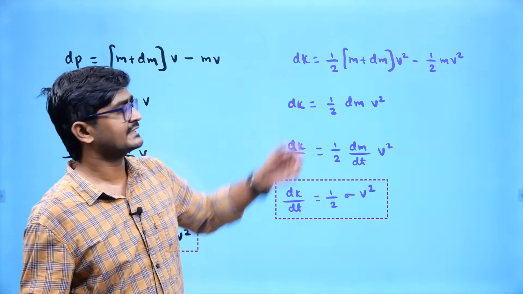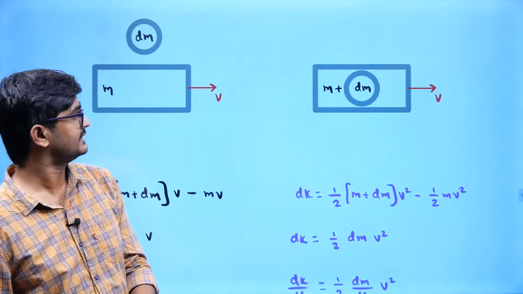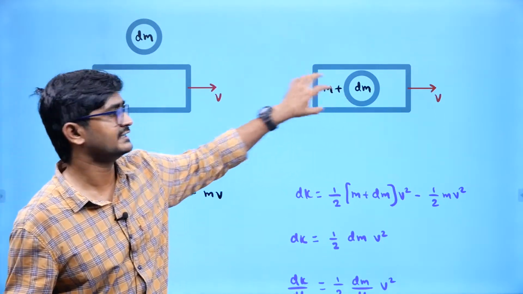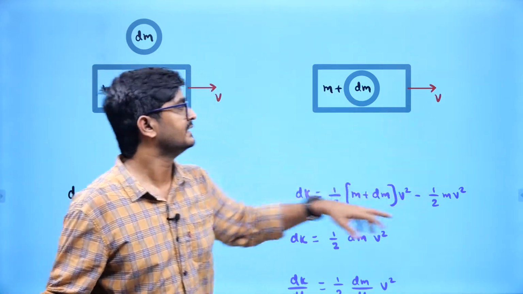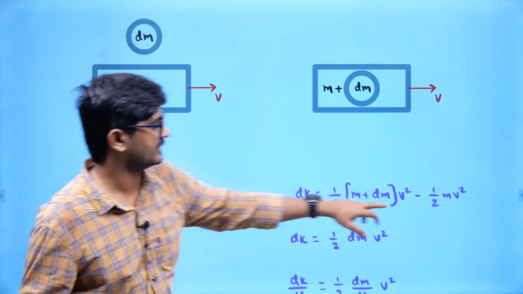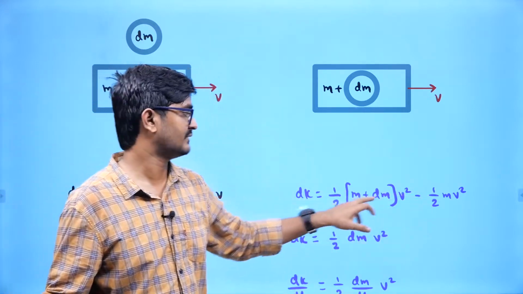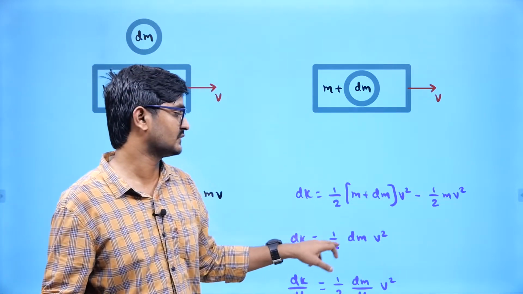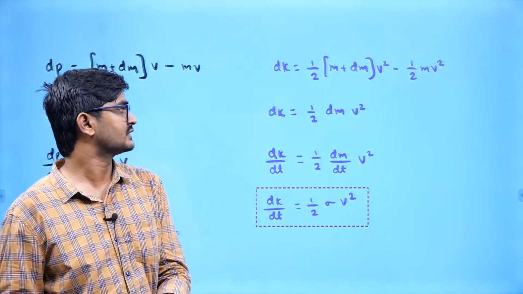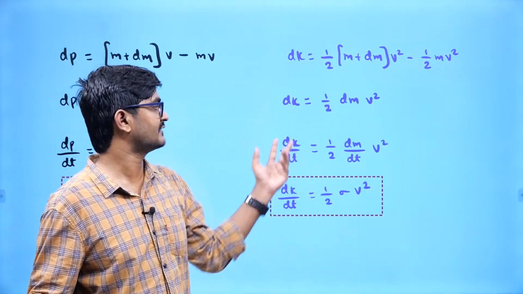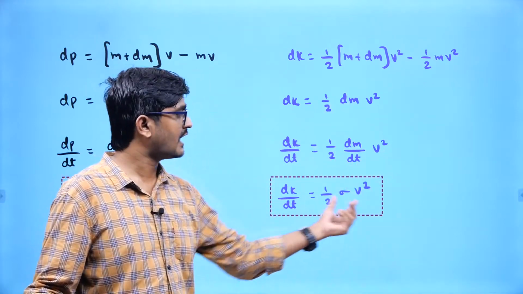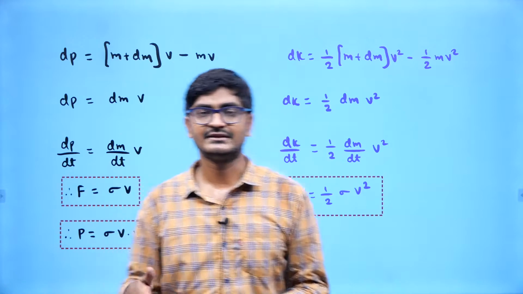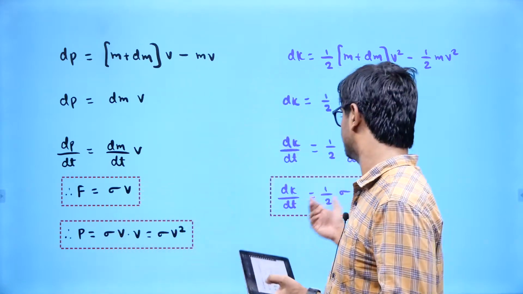Now what is the change in kinetic energy during this instant? That is final kinetic energy minus initial kinetic energy. Final kinetic energy is half into total mass into v square. Initial kinetic energy is half into m into v square. So what is the change? Half m v square will get cancelled, so you will get half into dm into v square. That is a small change in kinetic energy. So the rate at which kinetic energy is changing is half into dm by dt into v square, which is half sigma v square.